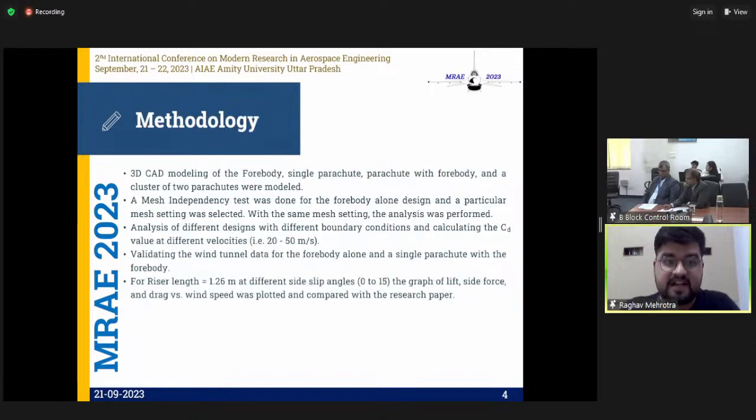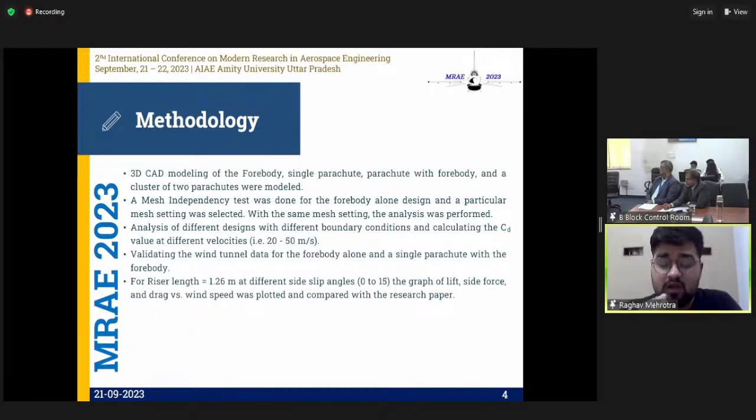So coming to the next slide, what is the methodology? What have we done in this paper? First we started by modeling the geometry, whatever was there in the paper for one particular forebody. We have scaled it down. In the paper it was mentioned that the scaling factor used is 6.43:1. So with respect to that, we have created the model. I'll be showing that in the next slide.